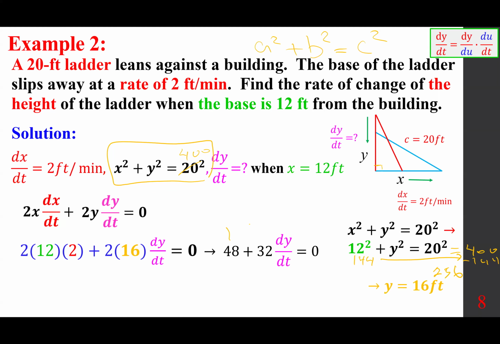We are going to move the 48 and make a negative on the right side. Again, everything becomes elementary algebra. Divide by 32. Both numbers are divisible by 16. You get negative 3 halves feet per minute. Feet per minute: units of the numerator over the units of the denominator, change in y over change in time. Negative 3 halves feet per minute.